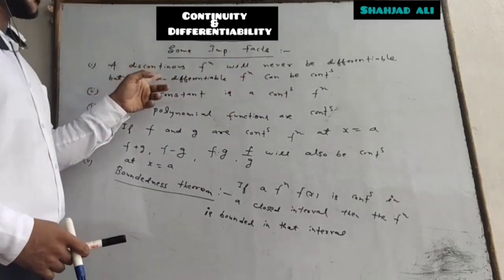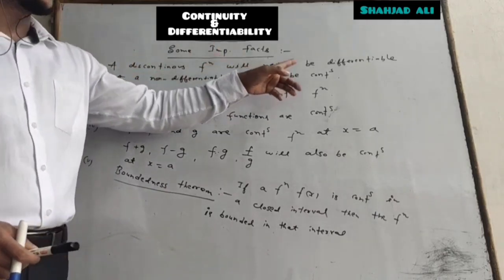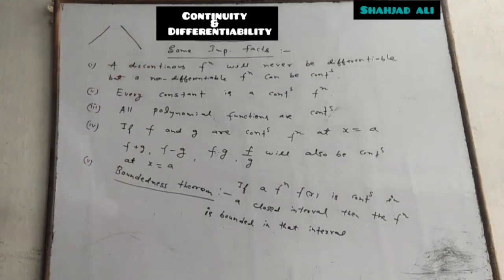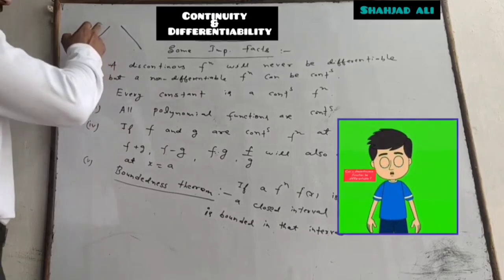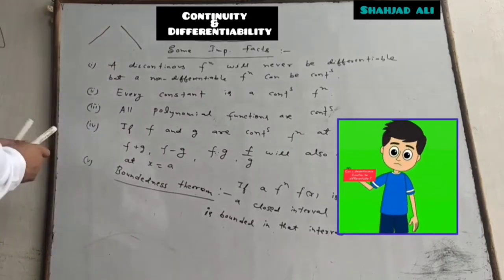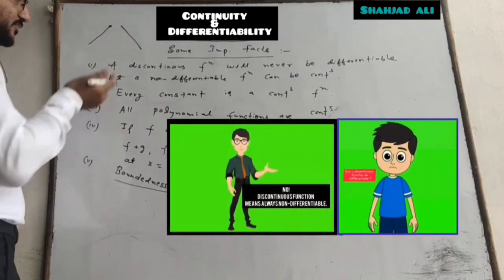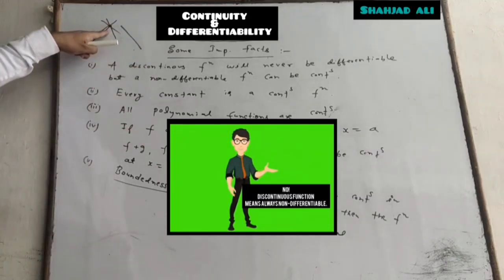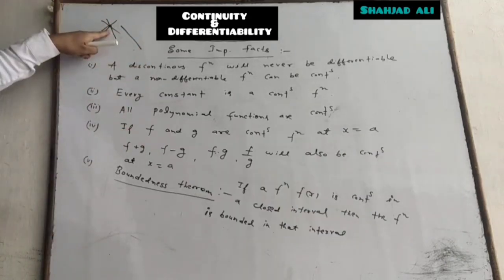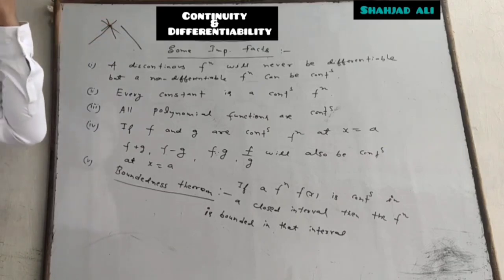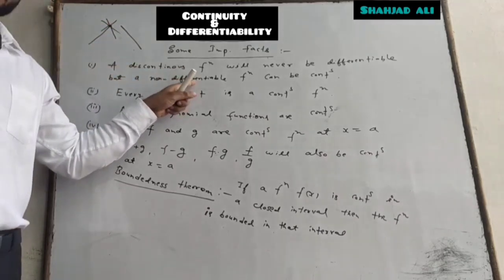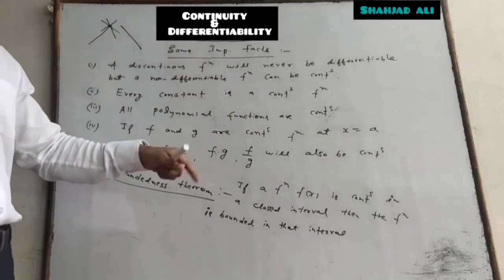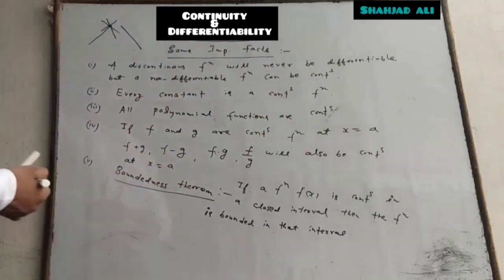Now let's take this line: a discontinuous function will never be differentiable. How? For example, a function is breaking like this, so it will become discontinuous because this is the point of discontinuity. Now, is it possible to calculate the slope at this point? No, there will be an infinite number of slopes. So it is not possible to calculate the slope over here, so the differentiability cannot be determined. So if a function is discontinuous, you will simply say, no need to check further, a discontinuous function will be non-differentiable without solving the problem.